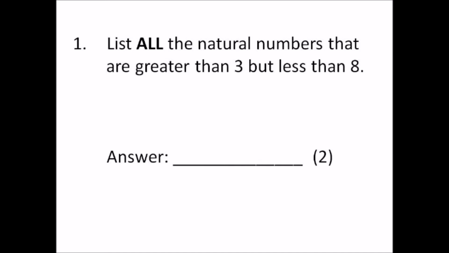Number 1. List all the natural numbers that are greater than 3 but less than 8. 2 marks for this. Go ahead, write those natural numbers. They must be greater than 3 but less than 8. You should know what the natural numbers are. Even if you didn't, you'd be able to do this. Okay, complete it. Good.